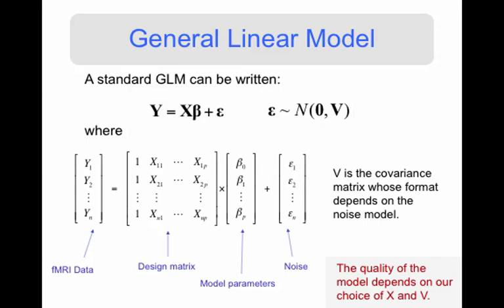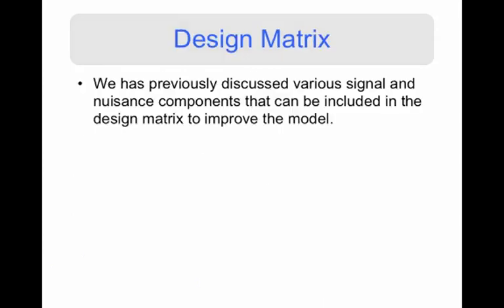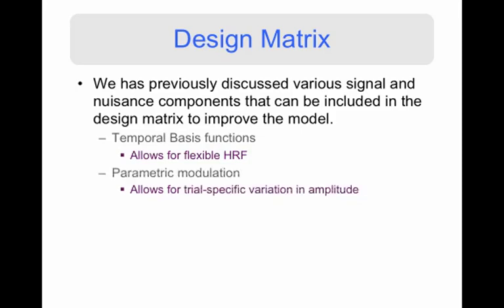So the things that we have control over in the GLM are the design matrix X and the variance-covariance matrix V. And so the quality of our model depends on our choice of X and V. In the previous modules, we've discussed various signal and nuisance components that can be included in the design matrix in order to improve the model. These include temporal basis functions, which allow for flexible HRF shapes, parametric modulation, which allows for trial-specific variation in amplitude, and motion parameters, which correct for spin history artifacts. There are other components that are also typically included, such as drift and whatnot.